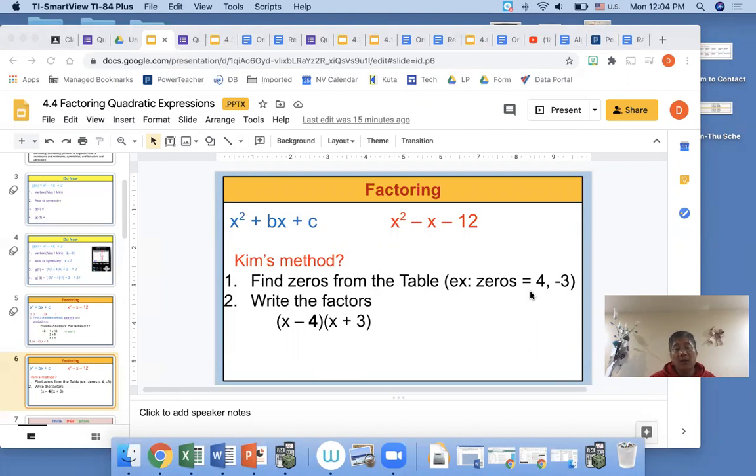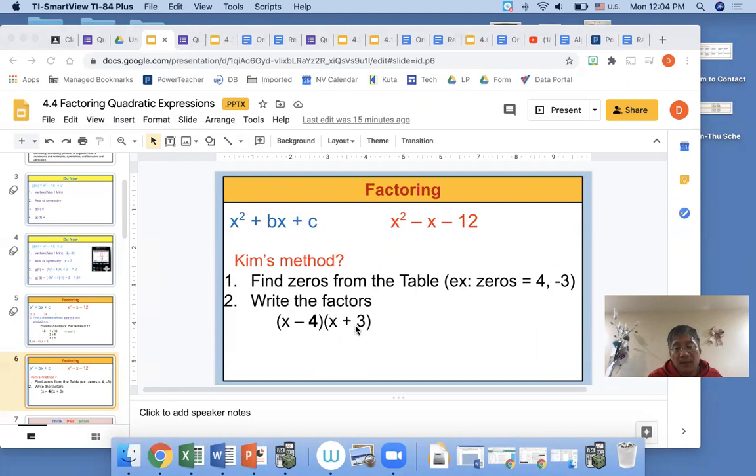But now, when we use Kim's method, you simply put it into the calculator. The calculator gives you the answer, the zero, first. But when you write down the factor, write down the opposite sign. For 4, x minus 4. For negative 3, x plus 3.